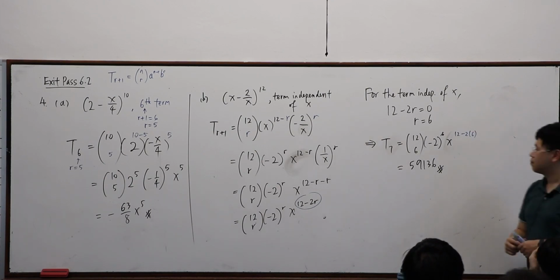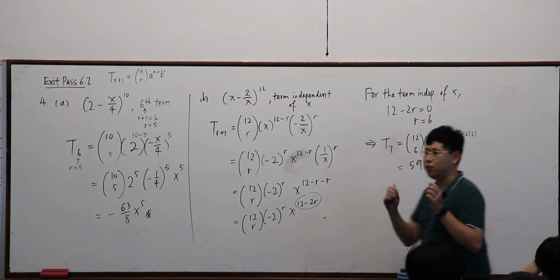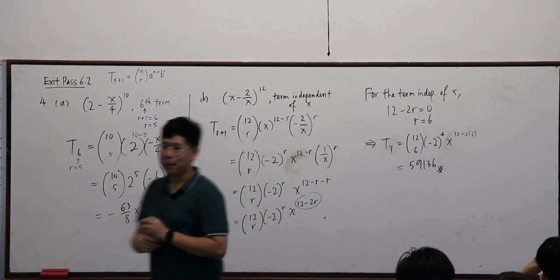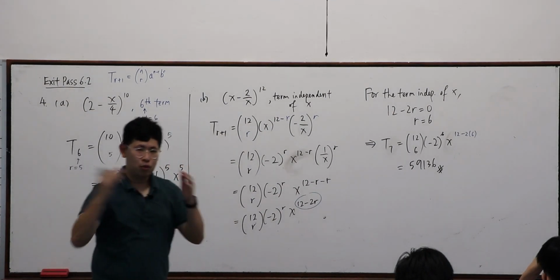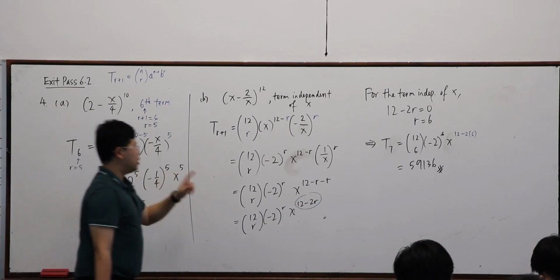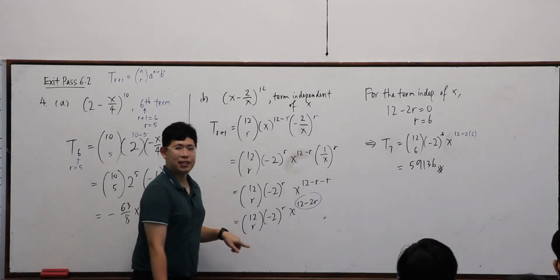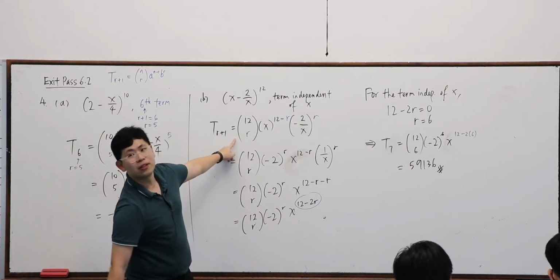Okay, something like this. For the term independent of x, we need to do a little bit more work to find the r. Then we use the r and redo this step. There are two choices. I use this one because of easier subbing. In case you want to play safe, you can go back to the original one to sub in.